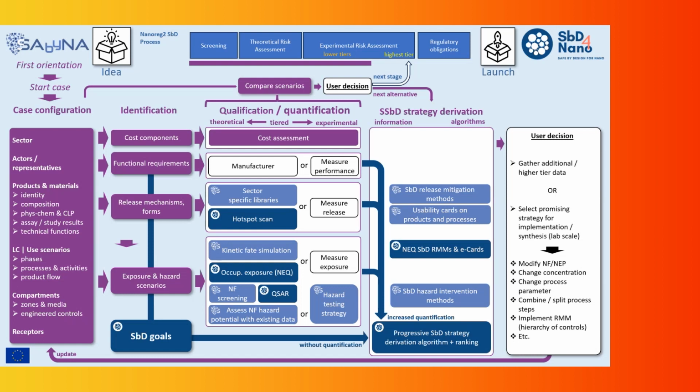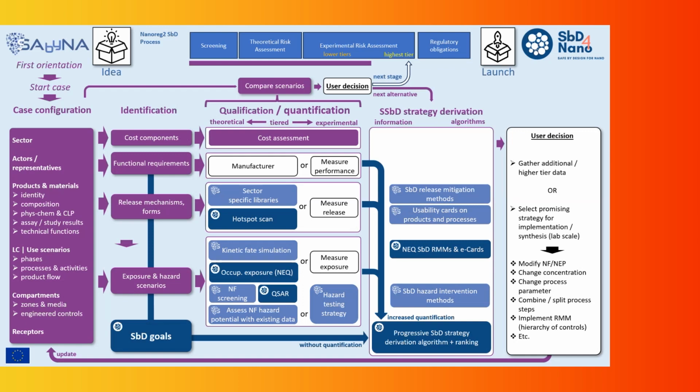So if you're interested in costs, we need to know the cost components. If you're interested in functional performance, we need to know what the functional requirements are of our products, or of our nanoform, but also on our nano-enabled product. If you're dealing with activities, what are the release mechanisms we are dealing with? What are the forms released? And from that, we can then also identify what are the exposure and the potential following up hazard scenarios. And all of these here make together the SBD goals. You can extract the SBD goals from that.